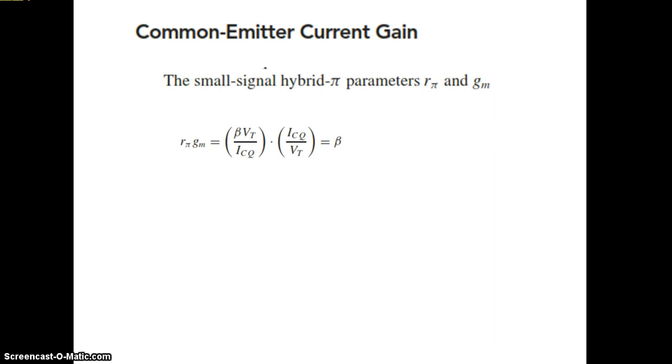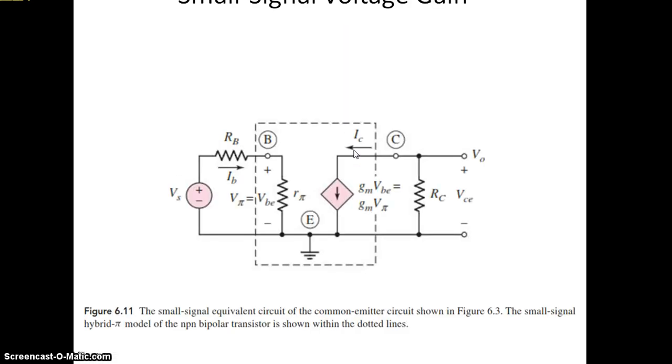Now we are considering that the small signal hybrid pi parameters R pi and GM are related. When you multiply R pi and GM, R pi is given by beta VT by ICQ and GM is given by ICQ by VT. So ICQ and VT will be cancelled, which gives beta. So R pi GM equal to beta. This is one derivation we have achieved.